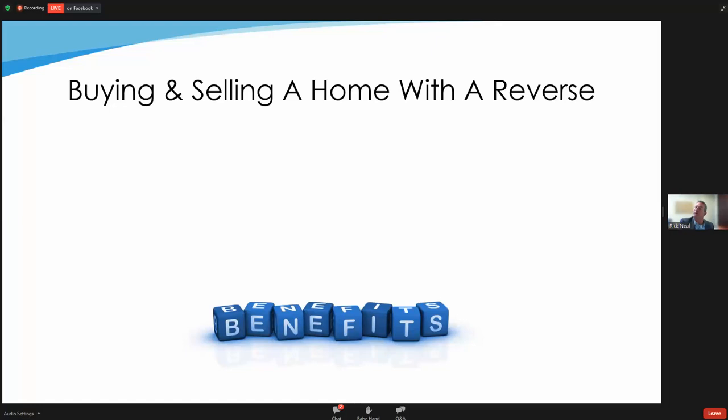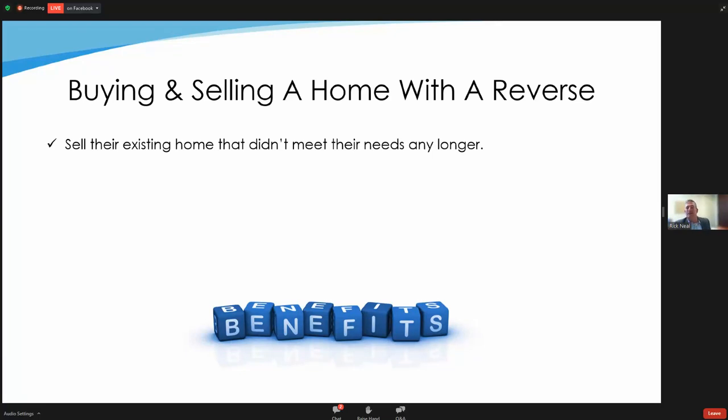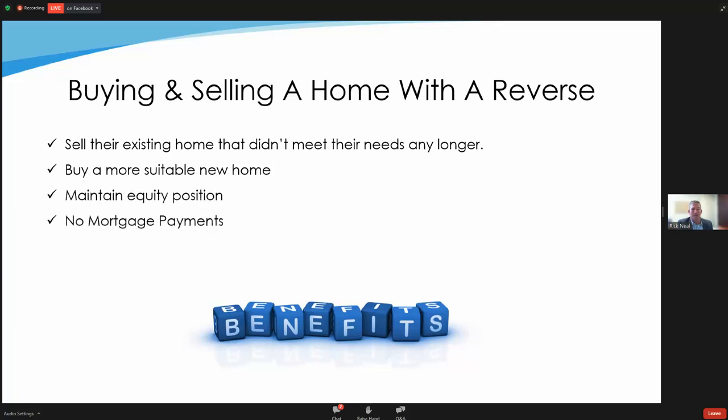Okay, let's switch gears now to the reverse for purchase product. In 2008, HUD approved the reverse for purchase program under the Housing and Recovery Act. This allows borrowers to sell their existing home that didn't meet their needs any longer, buy a more suitable home, maintain an equity position, and best of all, no monthly mortgage payments. So potentially 2 commissions for the real estate professional.